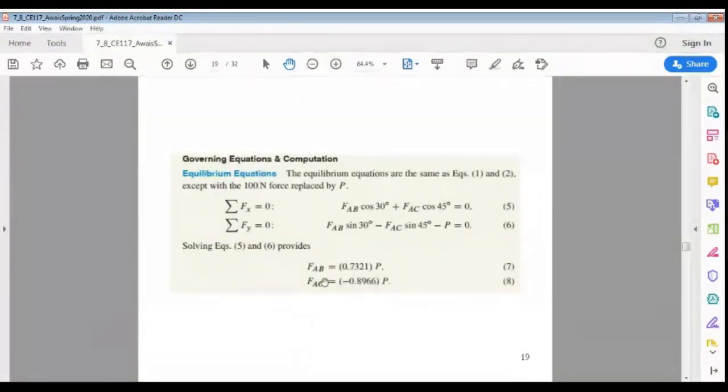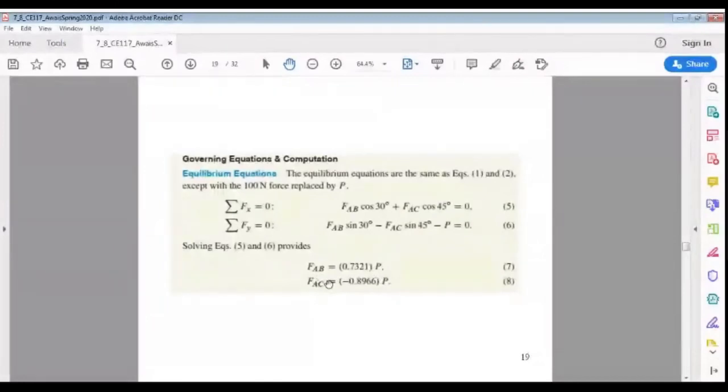Similarly, you can also express FAB in terms of P as well. For example, here you can find out the value of FAC from equation number 5. FAC is equal to minus FAB cos 30 divided by cos 45. Put this value of FAC in equation number 6. You will get the equation of FAB in terms of P. So after writing the equilibrium equations, the next step is to write down the member forces in terms of the applied load P.